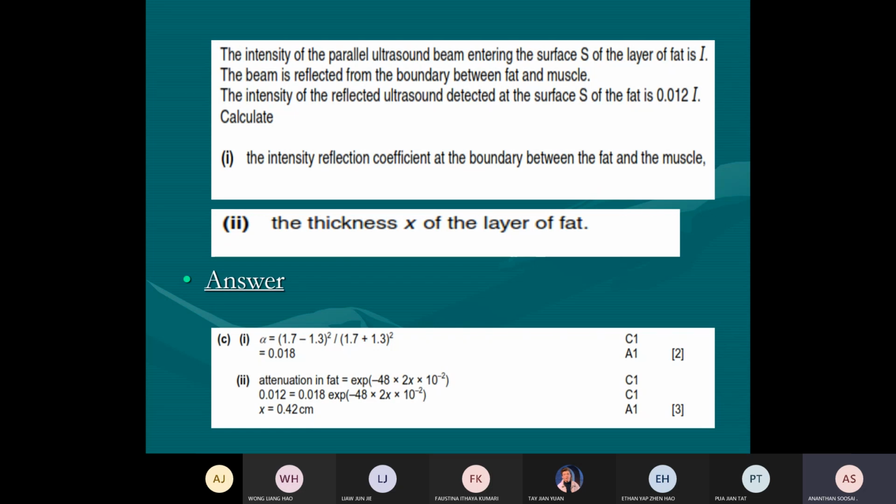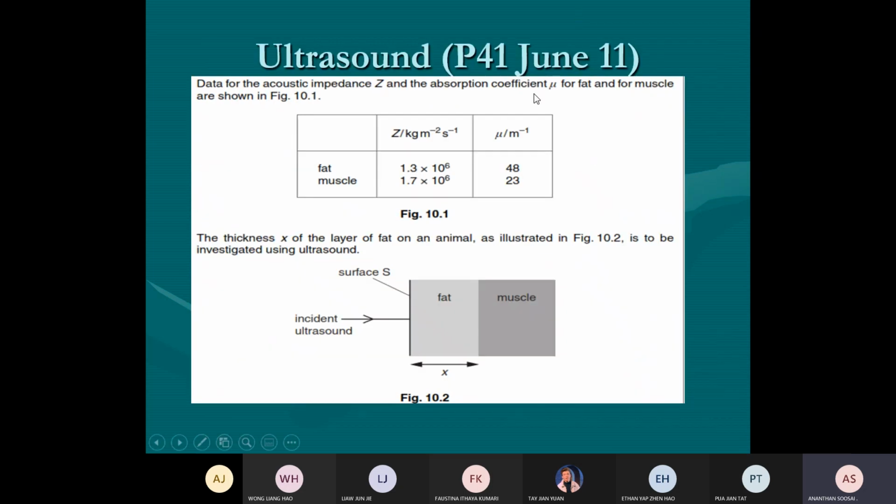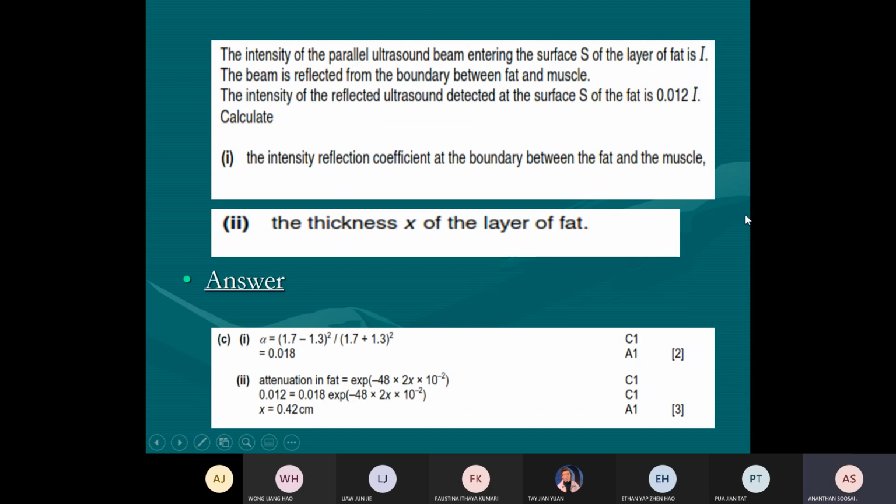2x times K. K is how much? K of the fat, or the mu of the fat, is 48 per meter. Here they put 48 times 10 power -2, so they changed to centimeter, and the final answer you get is in centimeter. If you don't put -2, you get your final answer in meter.